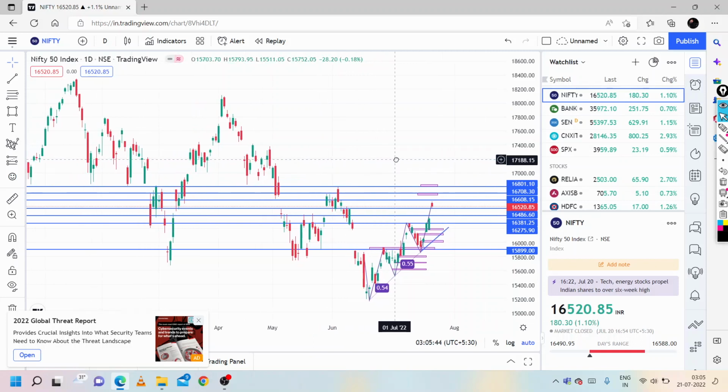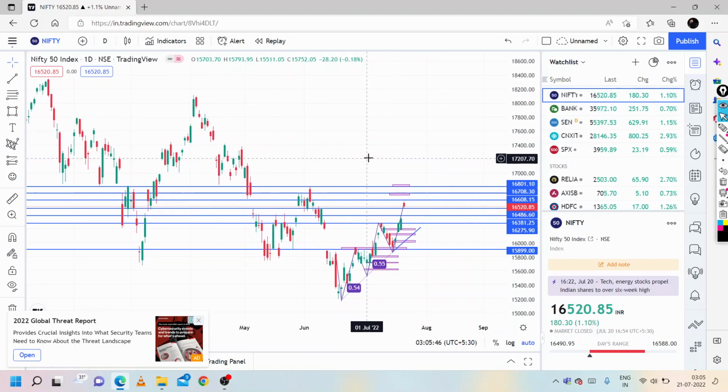So today we're going to do the analysis for Nifty for tomorrow, for this week's expiry, and how we're going to trade on the expiry. But first of all, we'll see some very important things.